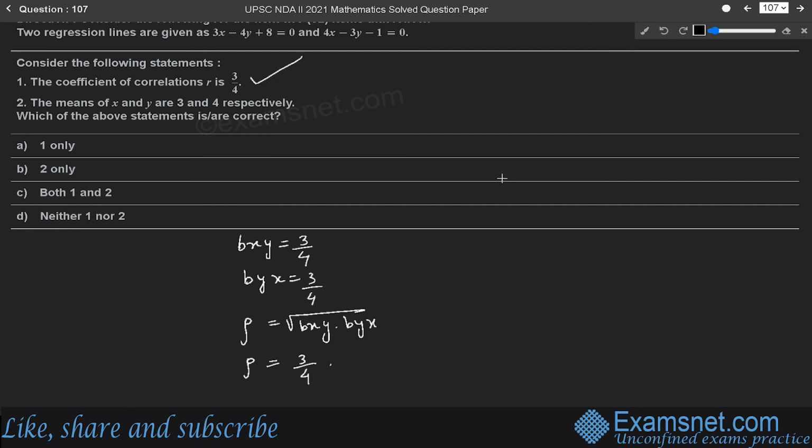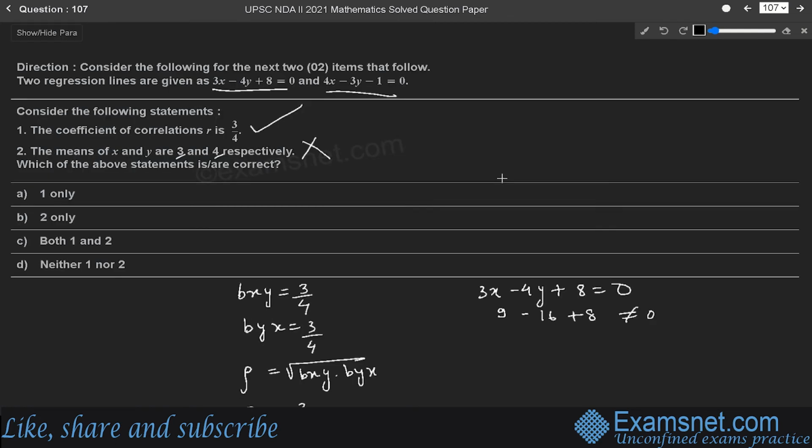Second statement says that the means of x and y are 3 and 4 respectively. If the means are given, then it should satisfy both these equations. So the first equation is 3x minus 4y plus 8 is equal to 0. The values for x and y are 3 and 4, so let us put them here. It will be 9 minus 16 plus 8, but it is not equal to 0. It means that the second statement is not correct. So only the first statement is correct for this question. Therefore the correct option is option number A, which is 1 only.